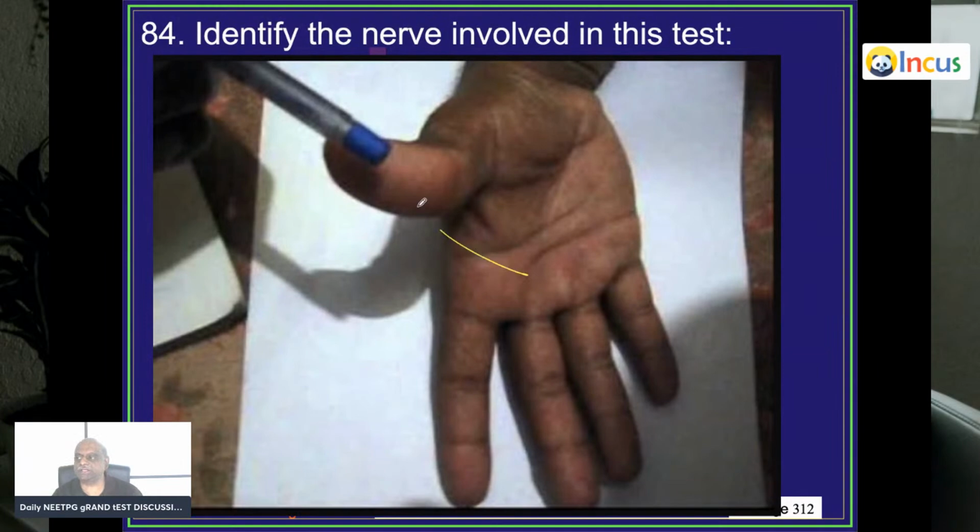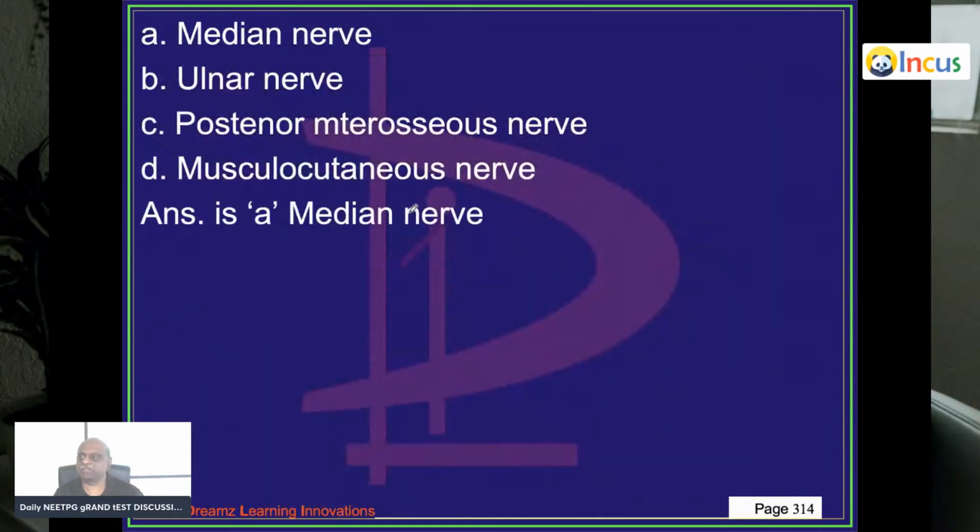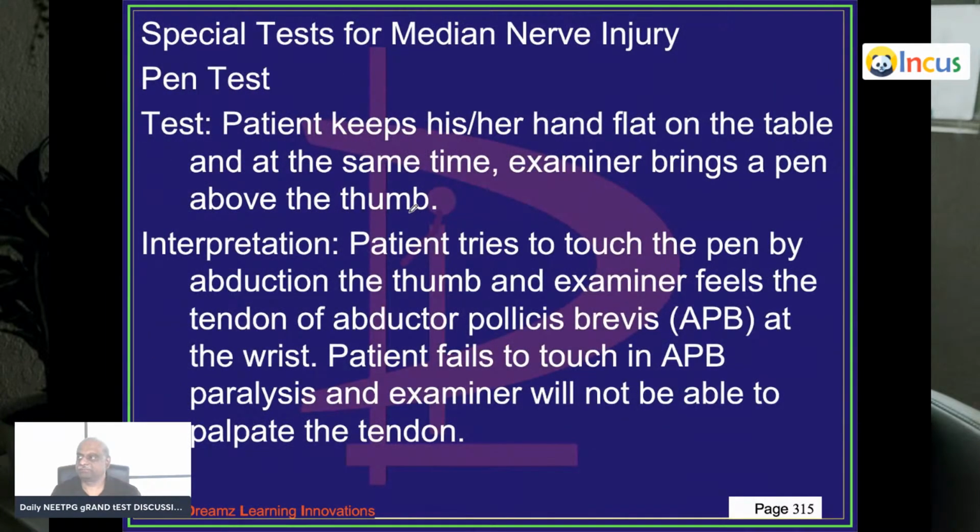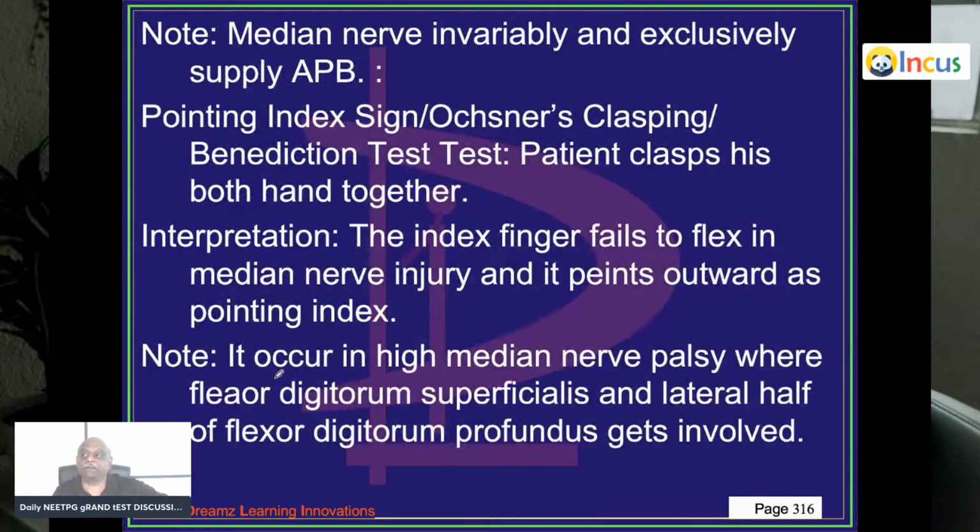What is this test? Pen test, which is typically done for the median nerve. The patient tries to touch the pen by abduction of the thumb, and the examiner feels the abductor pollicis brevis at the wrist. If the patient fails to touch, then there is abductor pollicis brevis paralysis, which is supplied by the median nerve.